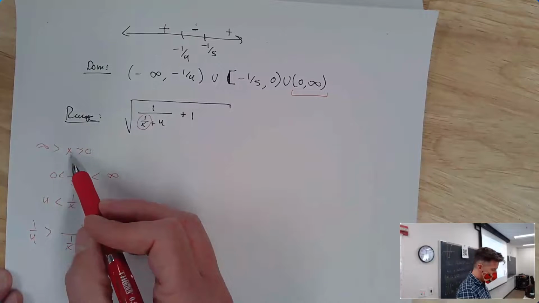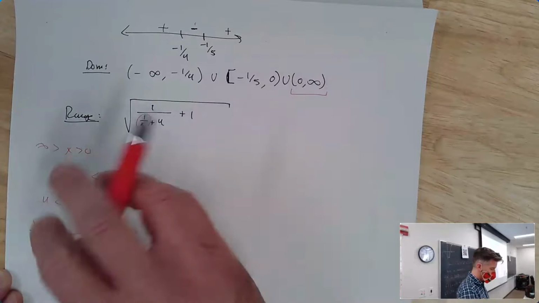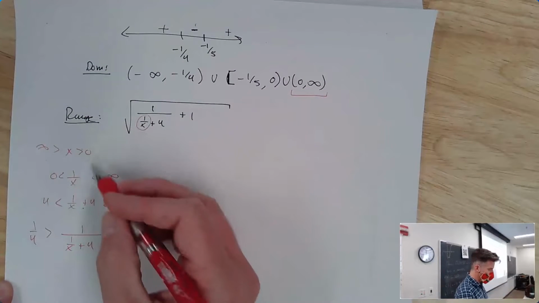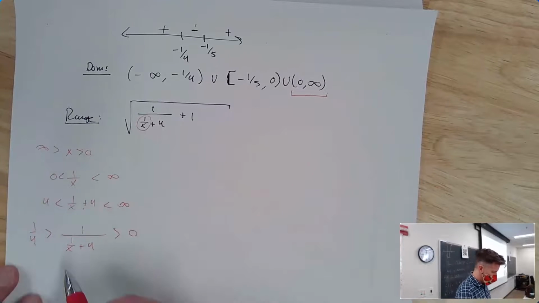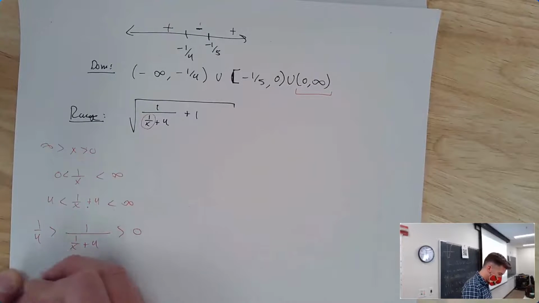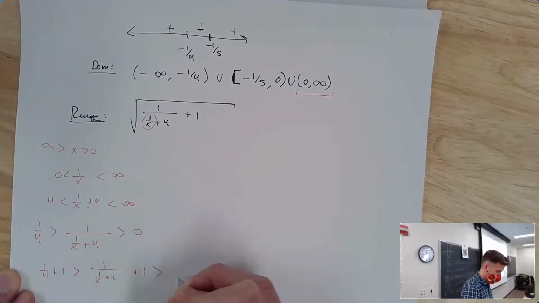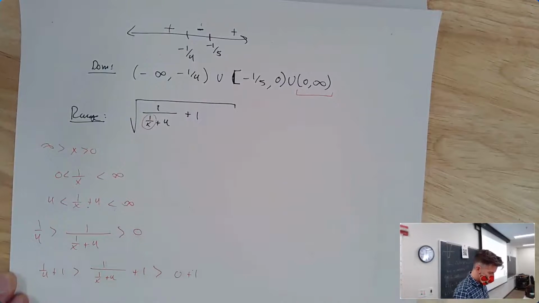So x is bigger than 0, less than infinity, right? I'm looking at this part here. Reciprocal, switch the directions, take the reciprocal of everything. 1 over infinity is 0, 1 over 0 is infinity. Add 4, reciprocal, change the directions, and then add 1. I feel like, no, that's right.